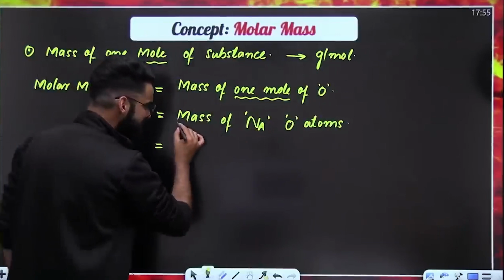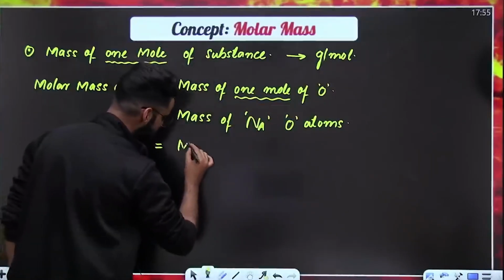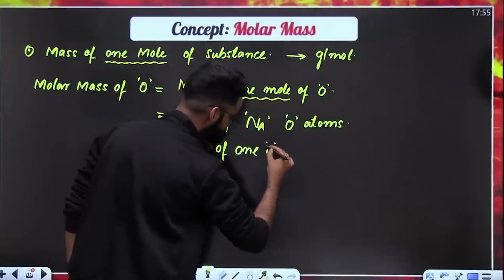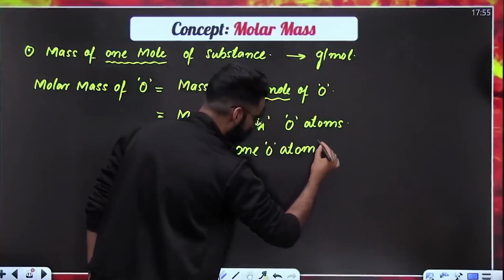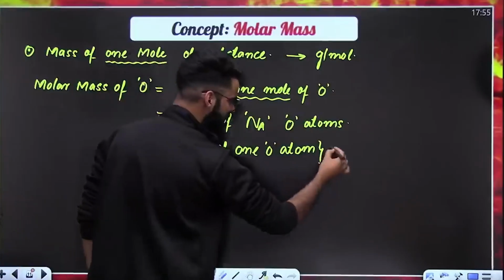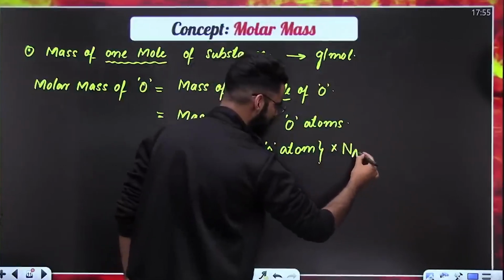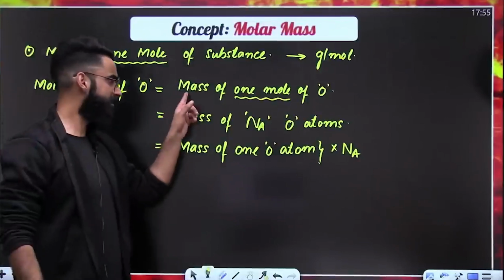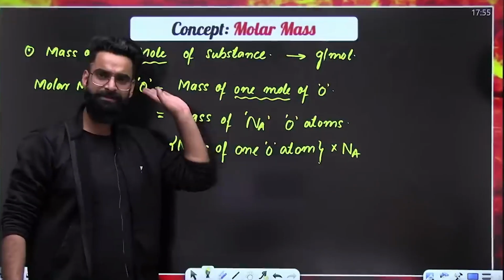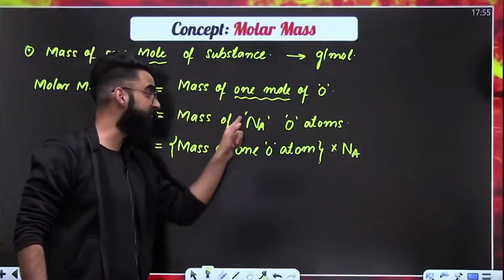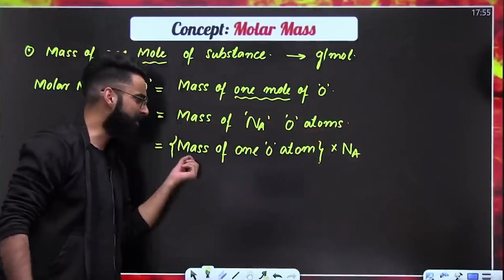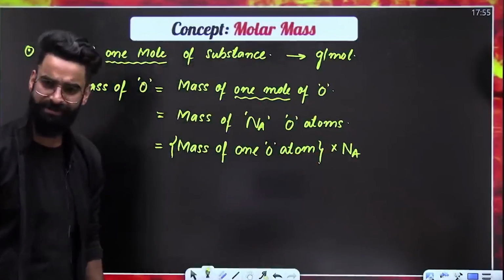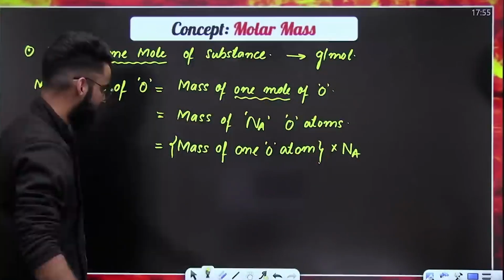Instead of mass of Na oxygen atoms, can I write mass of one oxygen atom multiplied by Avogadro's number? Will it make a difference? All the three statements are the same. Whether we say we are calculating the mass of 1 mole of oxygen, the mass of Na oxygen atoms, or the mass of one oxygen atom multiplied by Avogadro's number, all these three terminologies mean the same. Now comes a point.